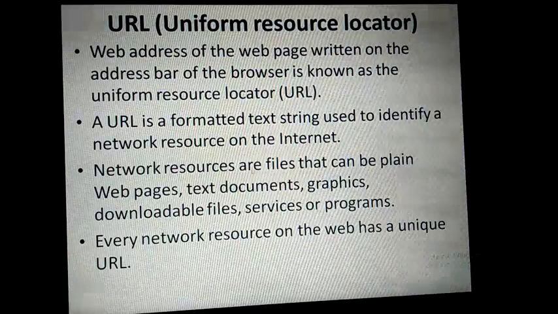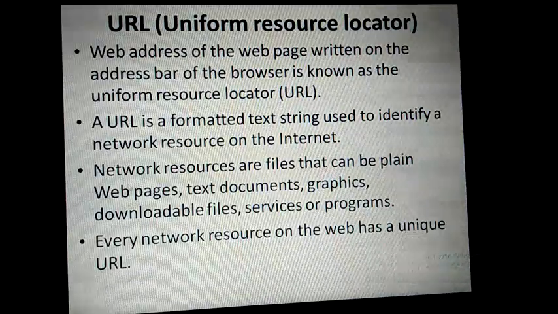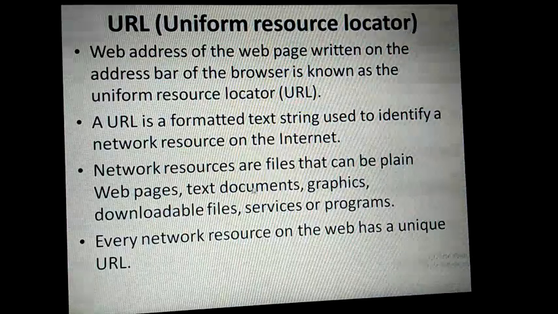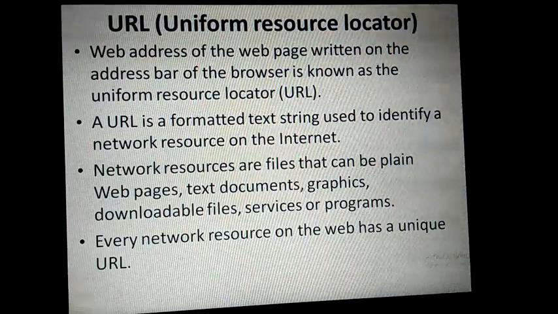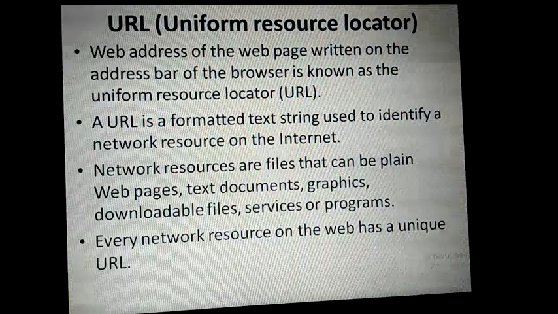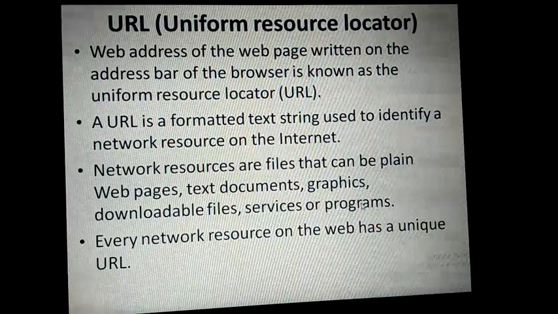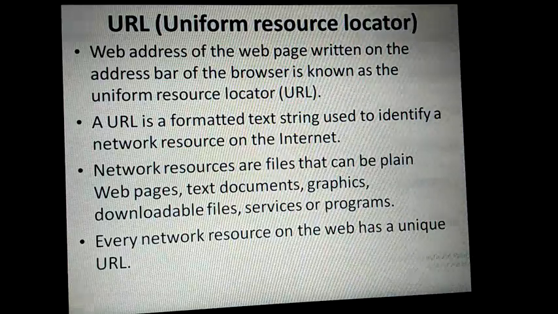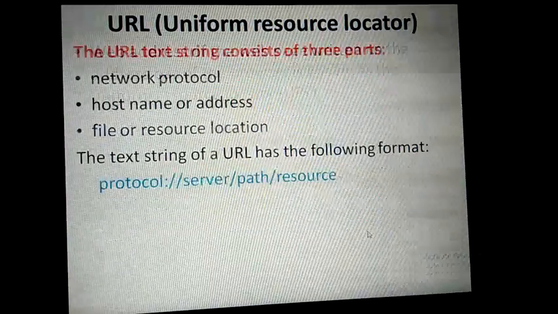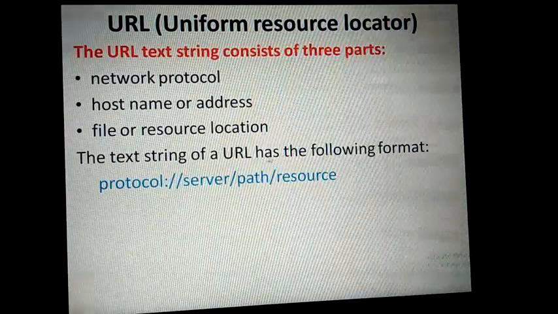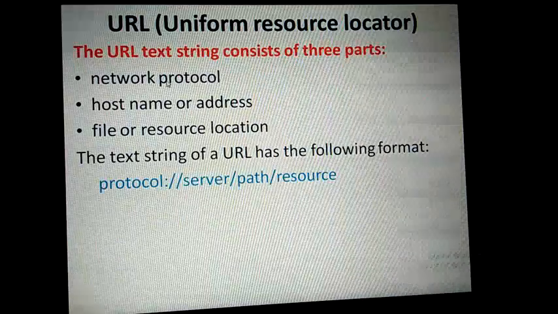The network resources are files that can be plain web pages, text documents, graphics, downloadable files, services, or other kinds of programs also. So every network resource on the web has a unique URL. A different address will be there for every resource available on the network or internet.